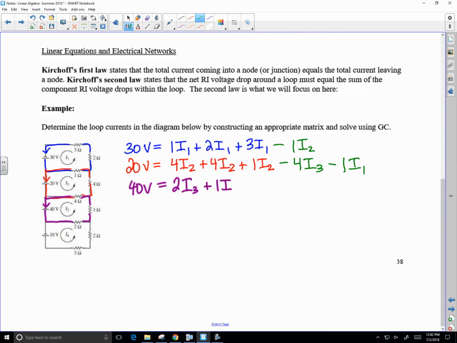All right, so where was I? 1 I3 plus 4 I3 minus 2 going to I4 and 4 going to I2. And then the last one. 10 volts.